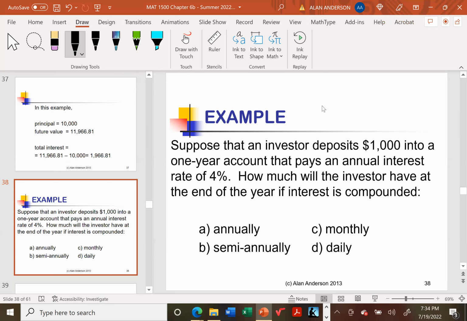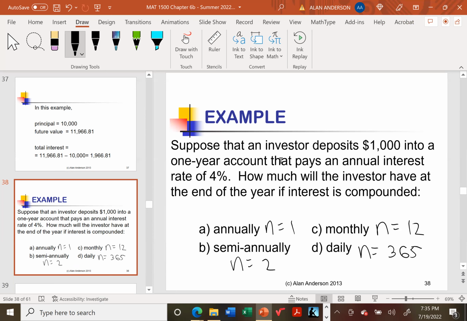So here's some simple examples. We're going to take the same amount of money. We're going to have $1,000, a simple case, deposited into a 1-year bank account. The interest rate is 4% per year. And what we want to know is, how much of a difference does it make if the interest is compounded annually, which means n equals 1, semi-annually, which means n equals 2, monthly, n equals 12, and daily, n equals 365.